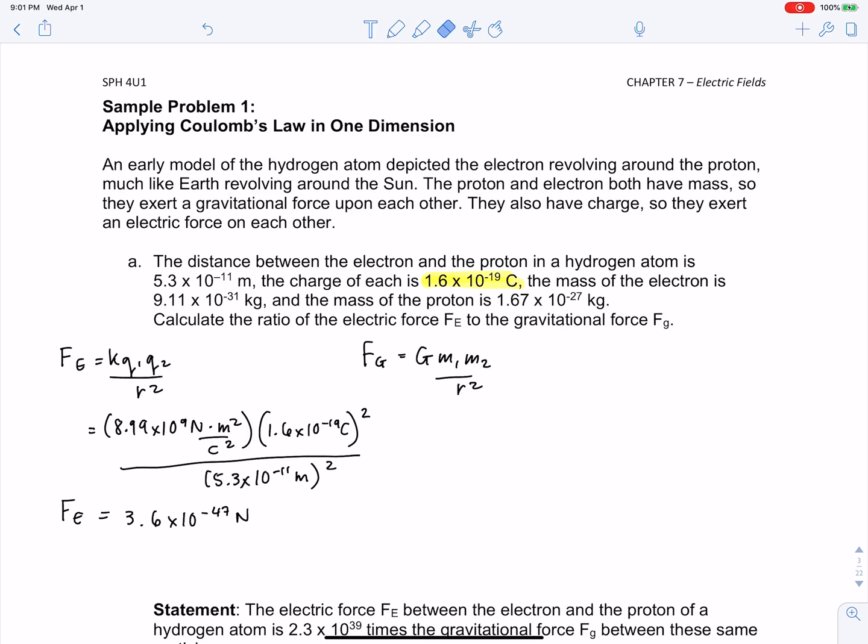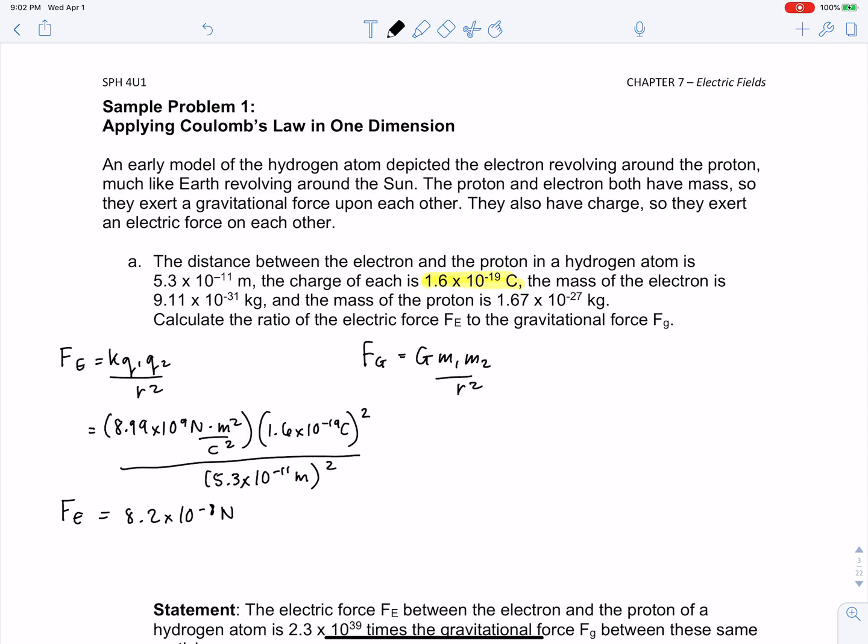Oh, I apologize. Correction. It is 8.2 times 10 to the power of negative 8 newtons. I was looking at a different calculation. Hopefully I didn't cause you too much grief.